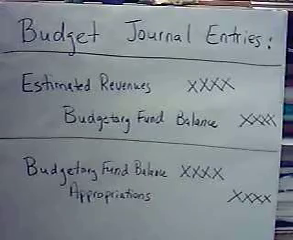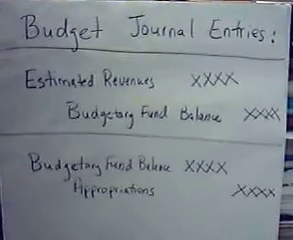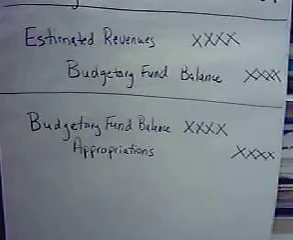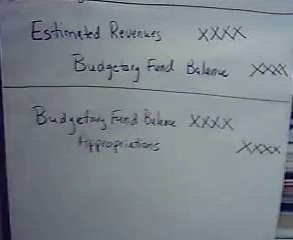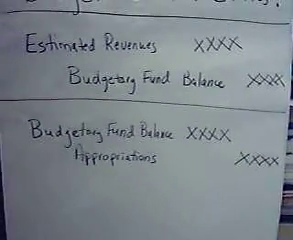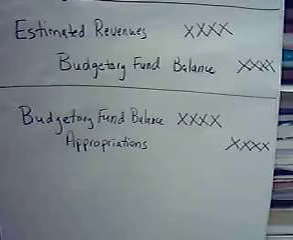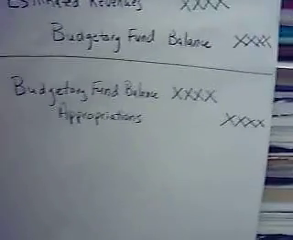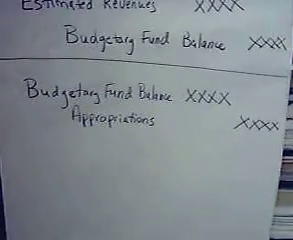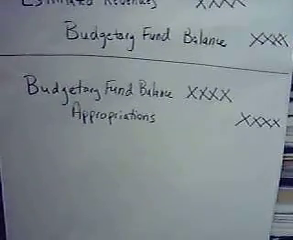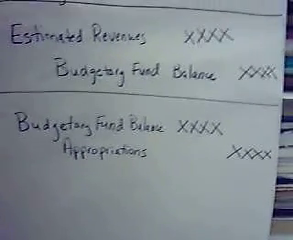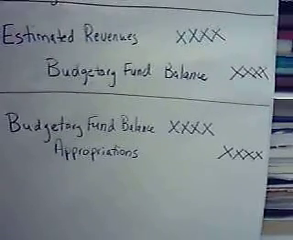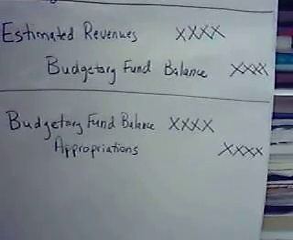For the budget journal entries, the first one you see, we're going to debit estimated revenues. Okay, this is really counterintuitive to what you would normally see in financial accounting. Typically you see revenues being credited. Think sales revenue credited, accounts receivable debited. Well, in this case, we've got estimated revenues, or budgeted revenues, that are debited, and then the budgetary fund balance is credited.